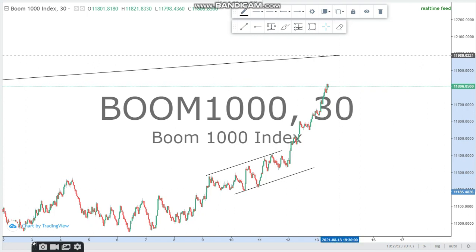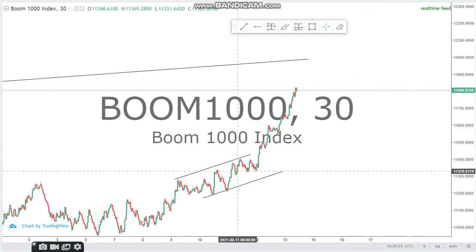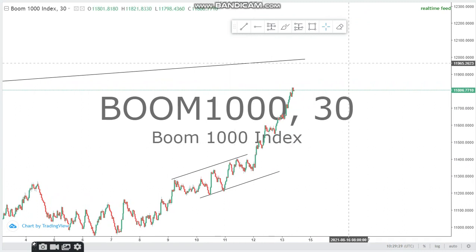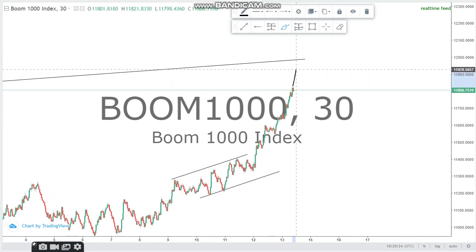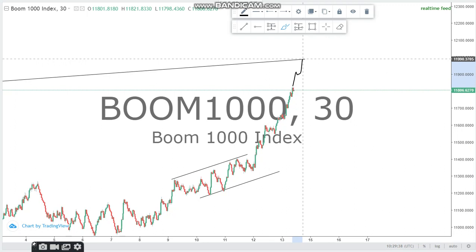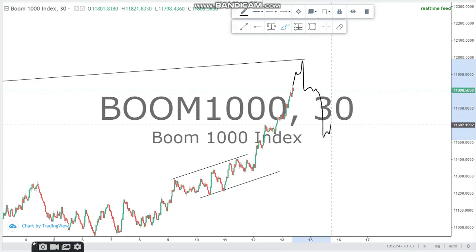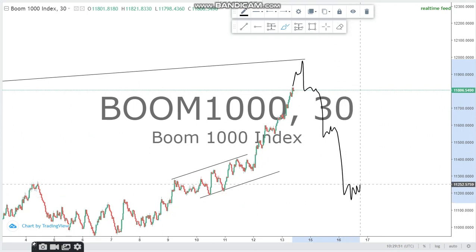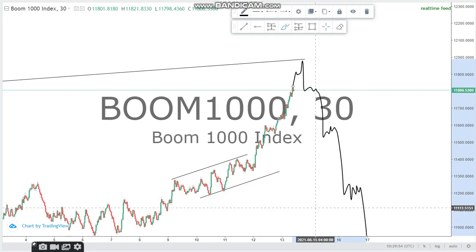Here on the 30 minutes time frame, what I can advise you to do is don't enter your trade until the market reaches this point. Once the market reaches this point, guys, that's when you can have your nice sells. I can guarantee you that, because what I've realized about the synthetic indices is they do respect price action.